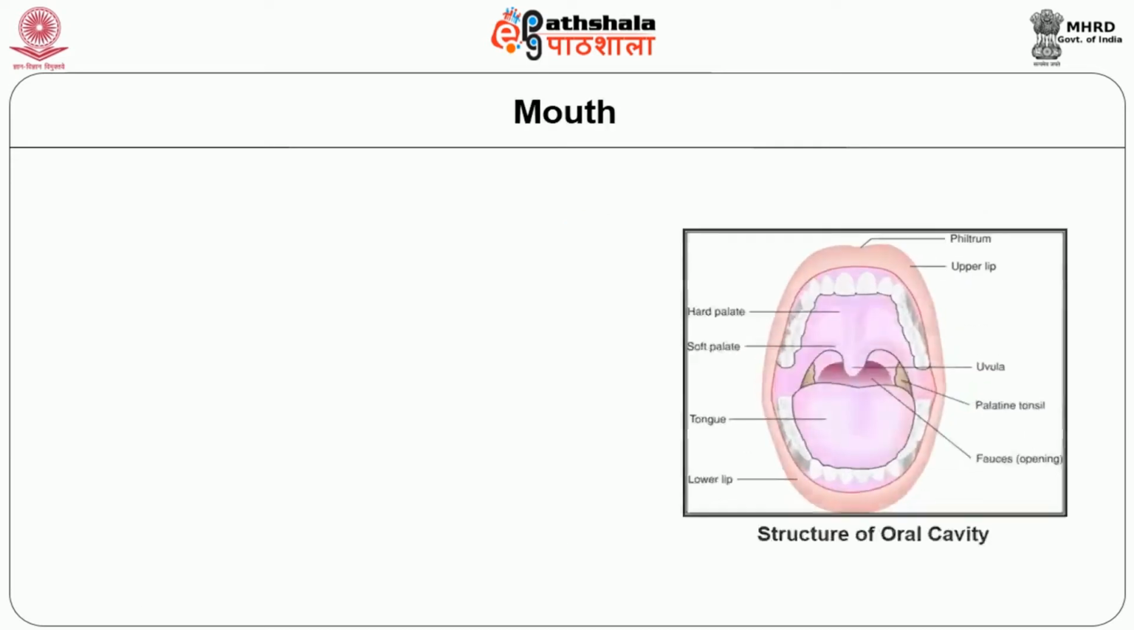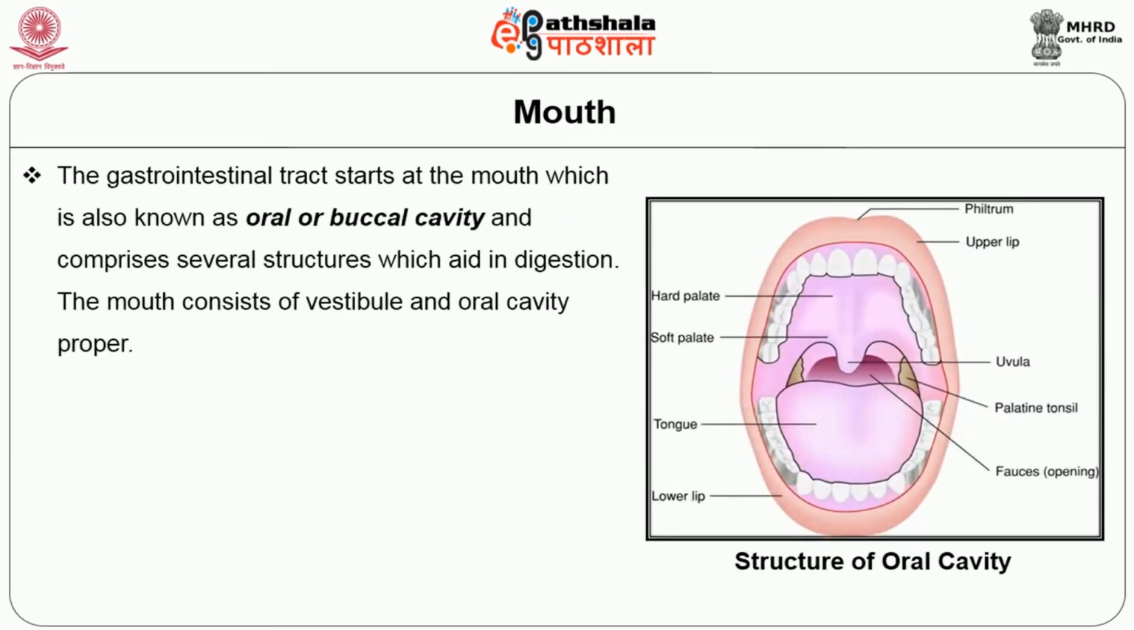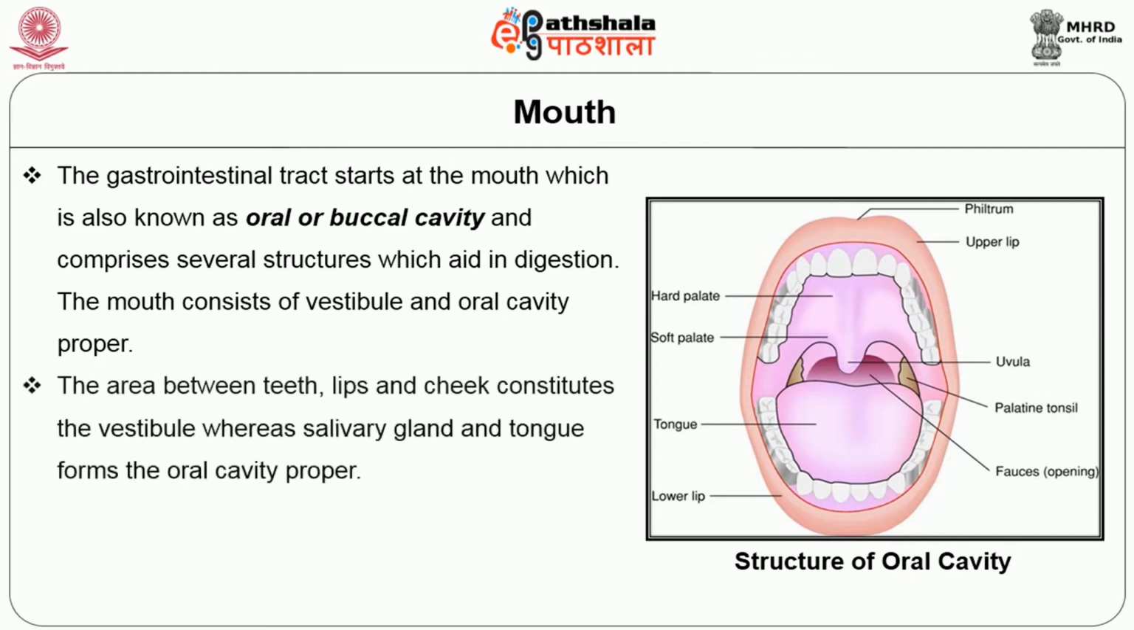Mouth. The gastrointestinal tract starts at the mouth, which is also known as the oral or buccal cavity, and comprises several structures which aid in digestion. The mouth consists of the vestibule and the oral cavity proper. The area between teeth, lips and cheeks constitutes the vestibule, whereas the salivary gland and tongue form the oral cavity proper.